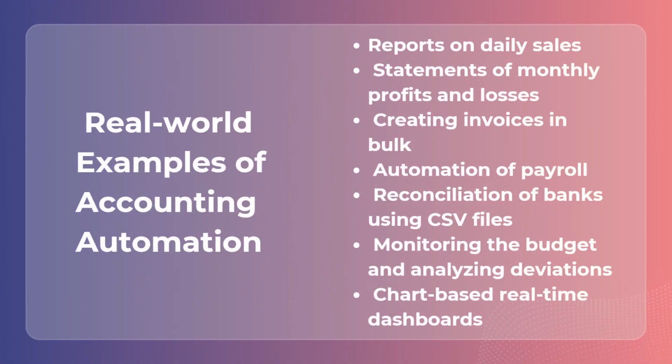Now, let's check out the real-world examples of accounting automation. First off, reports on daily sales. When we talk about sales, it changes every day, time by time. But if you're using Python, it can automate directly and can be changed automatically every day. Statements of monthly profits and losses. It creates invoices in bulk, which can take a lot of time for even one invoice to be created by one human. Automation of payroll.